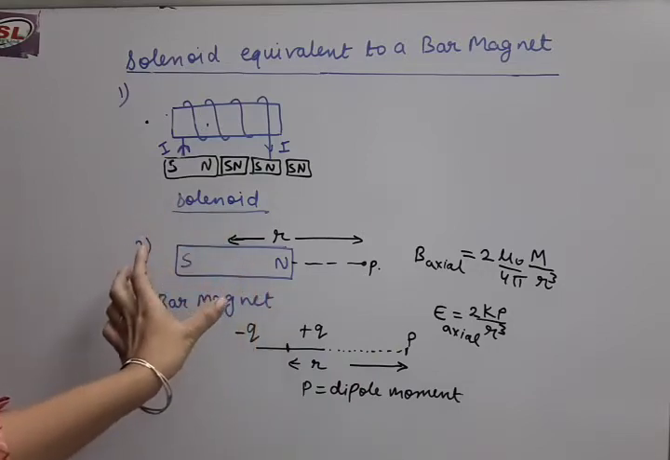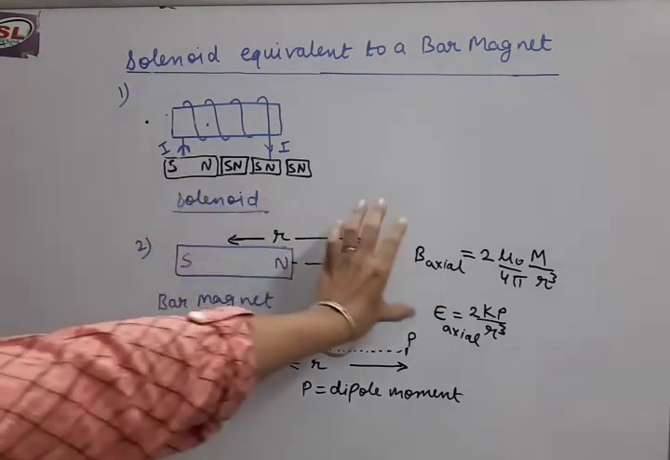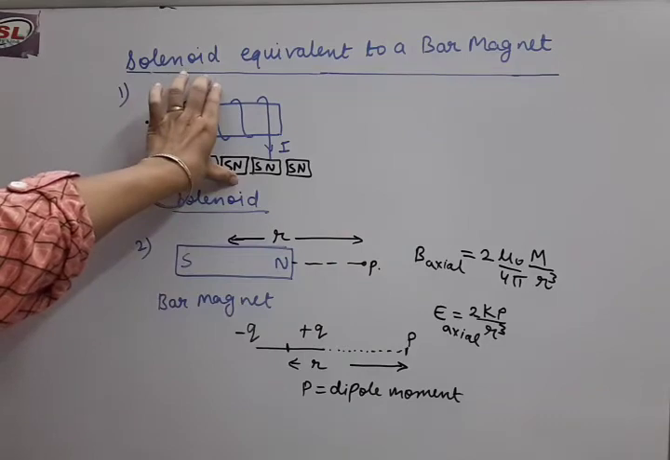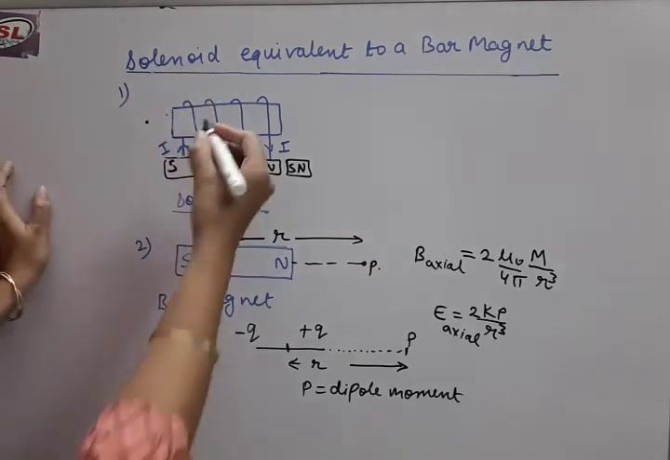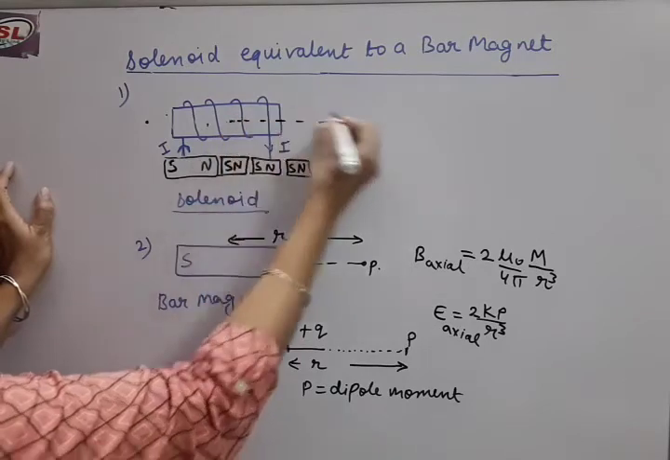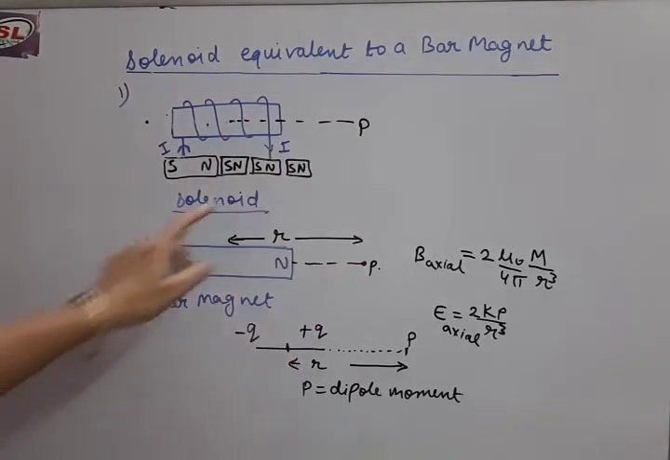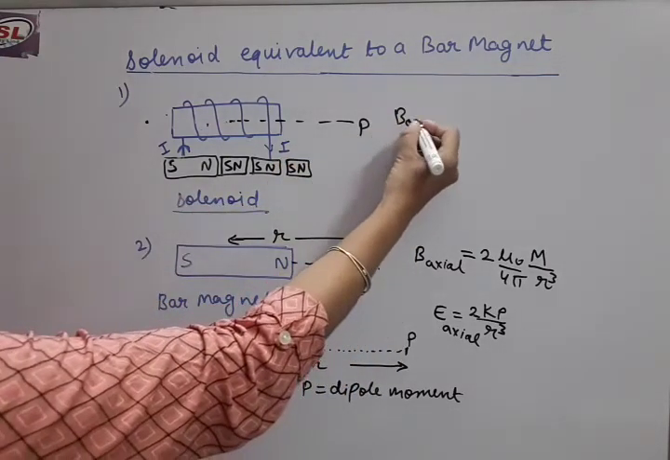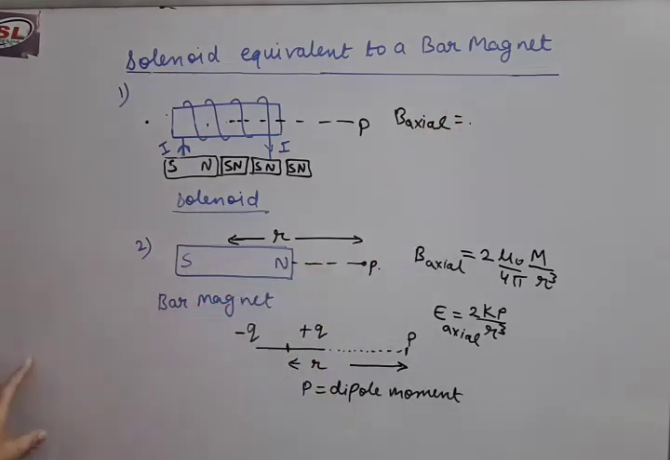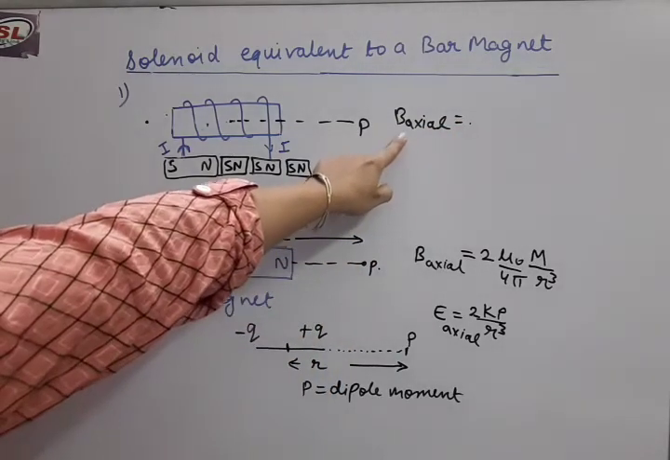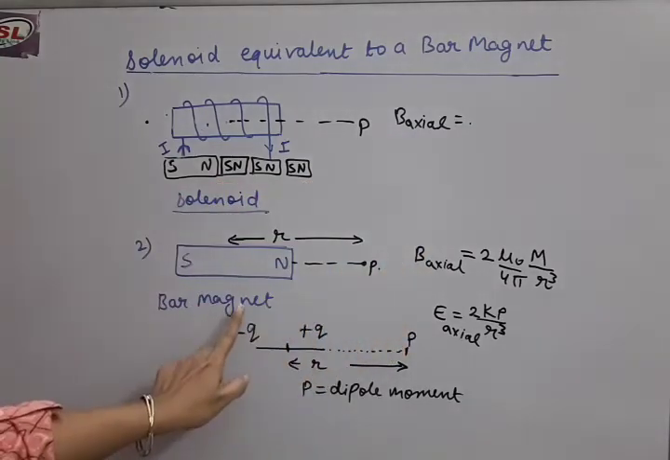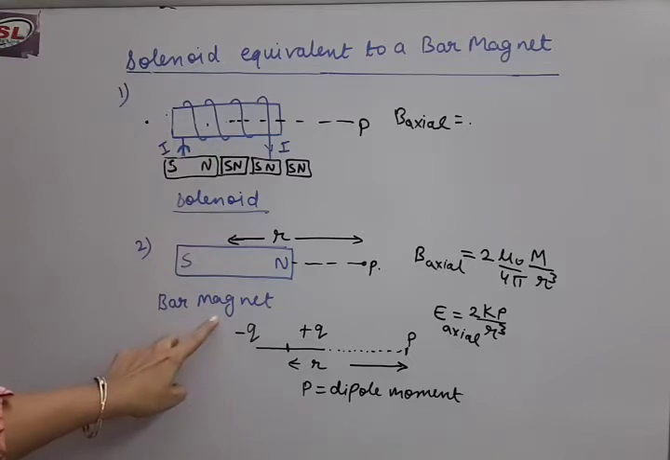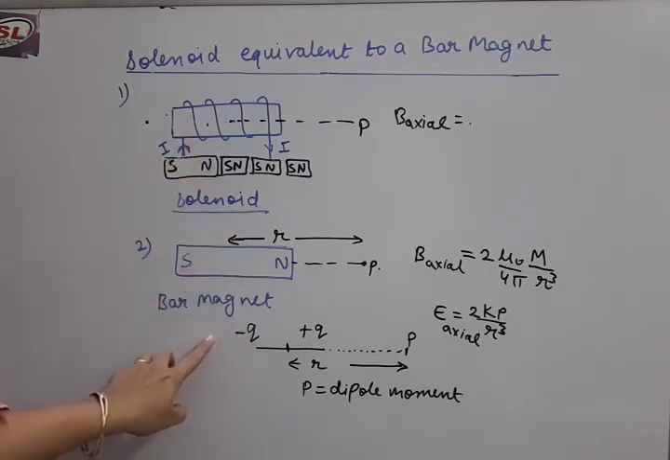Now what we will do, students, is take this formula directly, and for a solenoid also we need to take some point P on its axial line, and at this point P we will find the B axial formula. We will derive it. If this B axial matches the B axial of the bar magnet, that means we can say that the solenoid and bar magnet are equivalent. So this is the logic. Firstly, you note down this concept, and now we are proceeding to the derivation part.